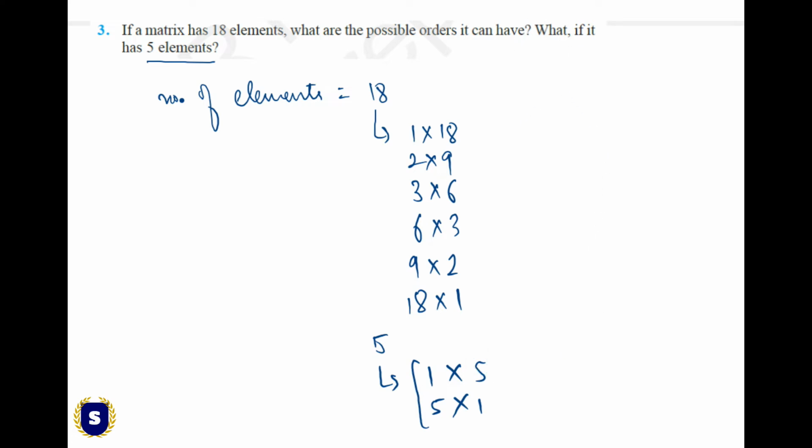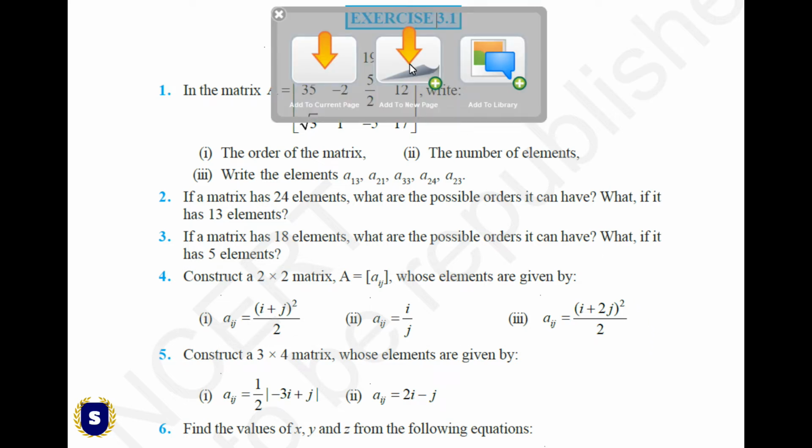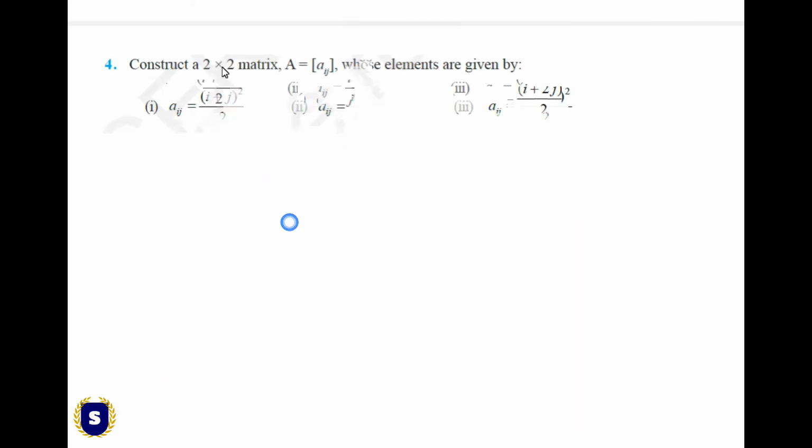Let us do our next question. Yeah, this is the interesting one, something different. Okay. Construct a 2 cross 2 matrix wherein the elements of the matrix is given by some formulas. Okay. For each part we have different formula, so we will solve it one by one.